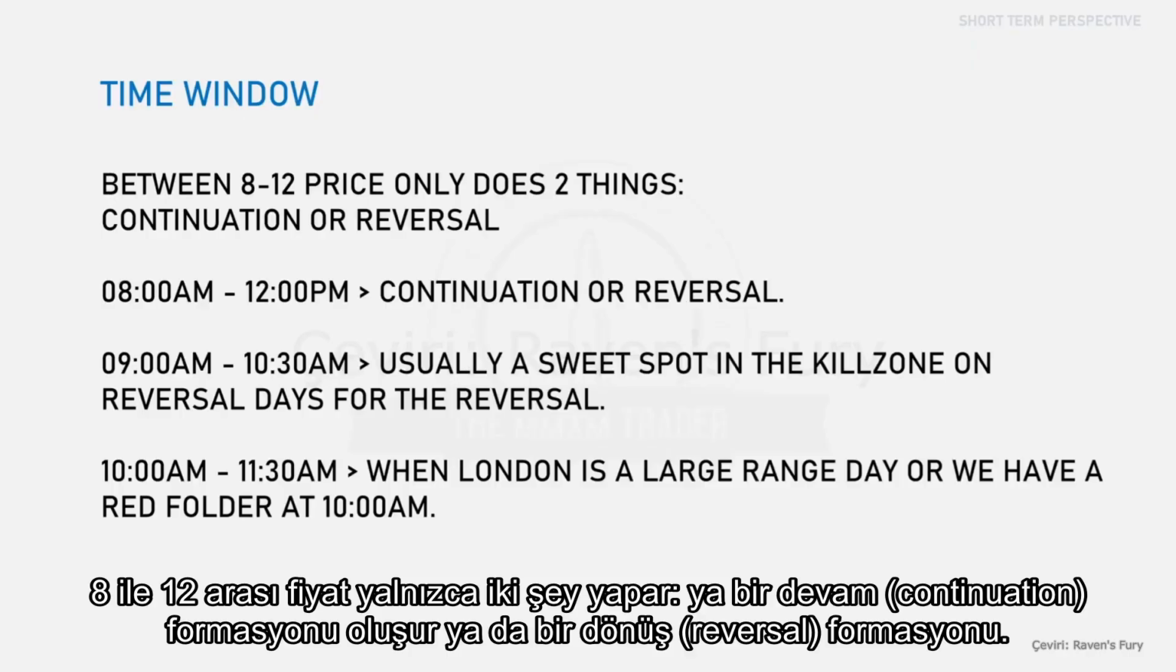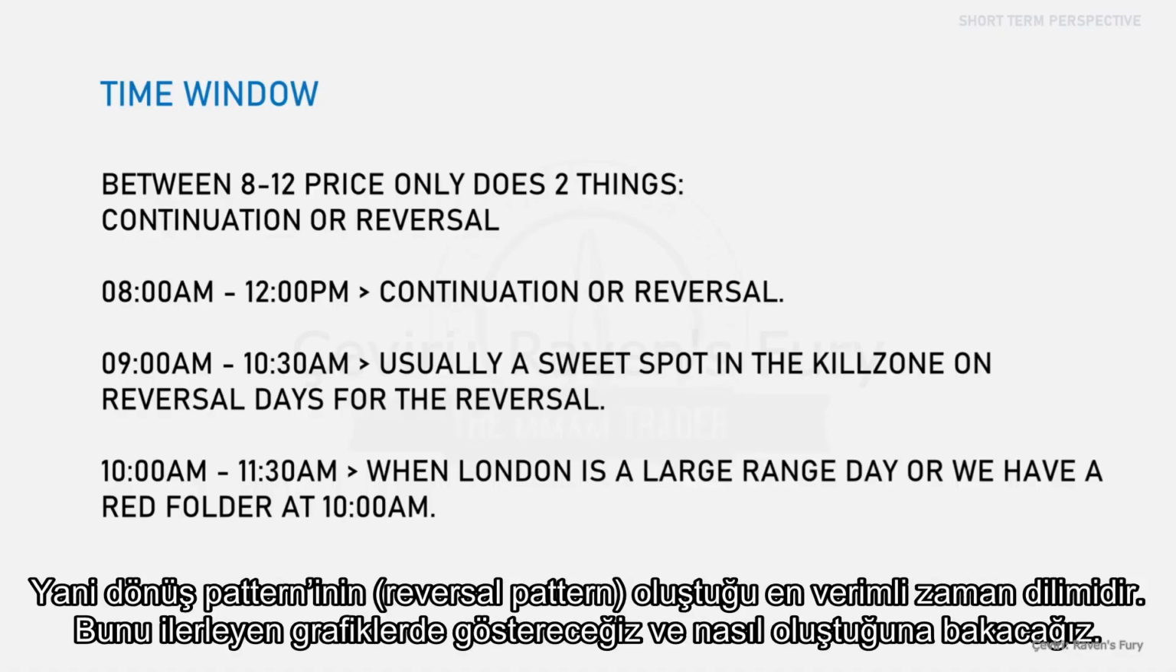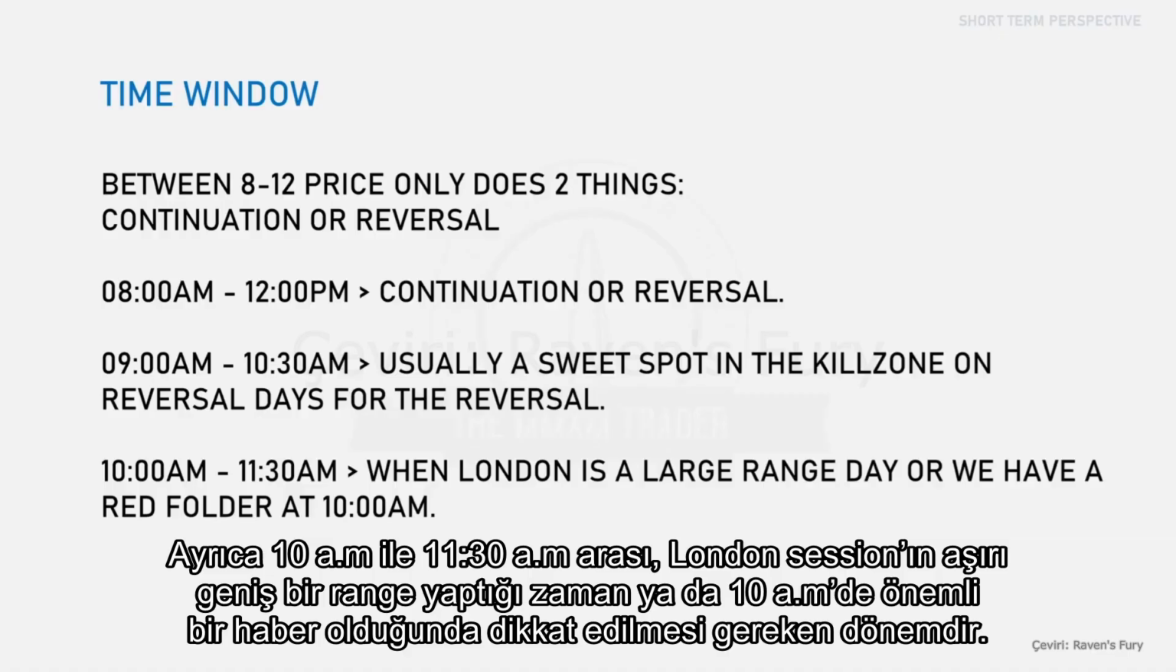Between 8 and 12, price only does two things. We either have a continuation pattern or a reversal pattern. So 8 a.m. EST to 12 p.m. EST is our kill zone. Now at 9 a.m. and 10:30 a.m. EST, usually that is the sweet spot in the kill zone for reversal days, for the reversal pattern. So we'll outline this in the charts coming up and we'll see how that is formed. And then we have 10 a.m. to 11:30 a.m. This is when London was an extremely large range, or we have a red folder at 10 a.m.